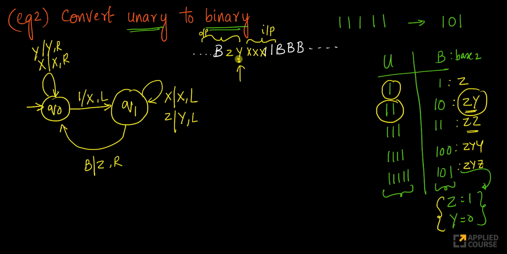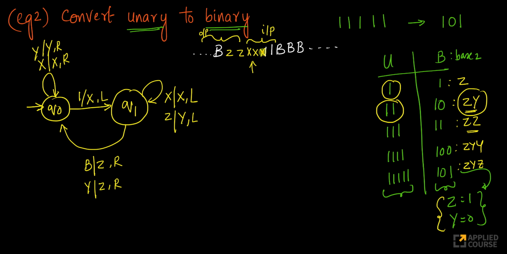Now I have ZY. Because I've read 3 ones, it should be ZZ. So this Y should now be replaced with Z. And I can keep moving right. Then I don't have to worry. If I move this to Z, I'm done. I've already accounted for this and I keep moving right now. All these transitions will play a role.